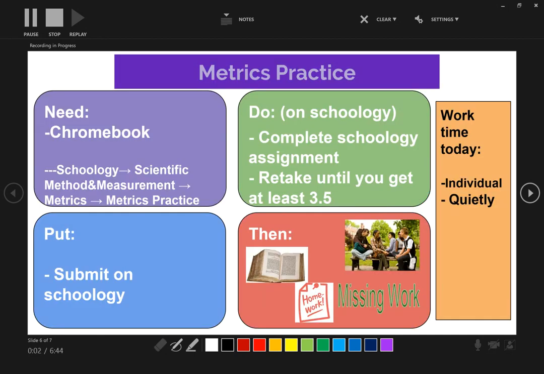All right, so now you're going to get to do some metrics practice. You're going to need your Chromebook. So on Schoology in the Scientific Method and Measurement folder, there's a metrics folder, and that's the metrics practice. Remember that it's also just in your right-hand due date column. Okay, what are you going to do? You're going to complete this assignment on Schoology. You have unlimited attempts on it, so I recommend that you retake it until you get at least a 3.5. This is going to ensure that you understand what you're doing, checking your mistakes. Remember, when you have a summative on this, you want to make sure that you have a good understanding before you go into it. When you're finally done, you can submit that on Schoology, and then you can do missing work, homework for other class, read, or talk quietly with other students who are done.